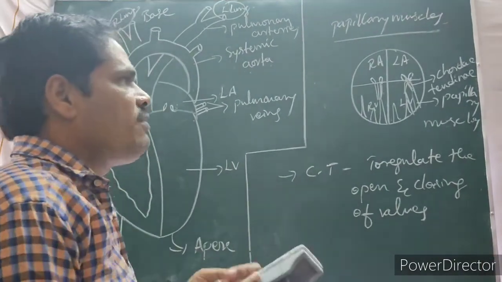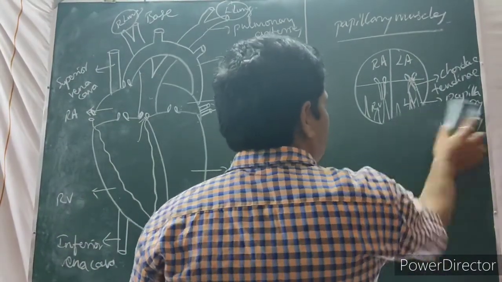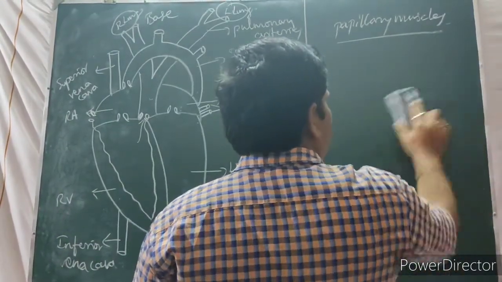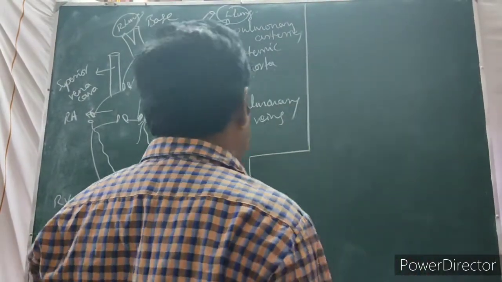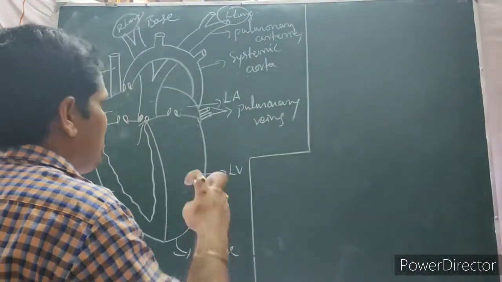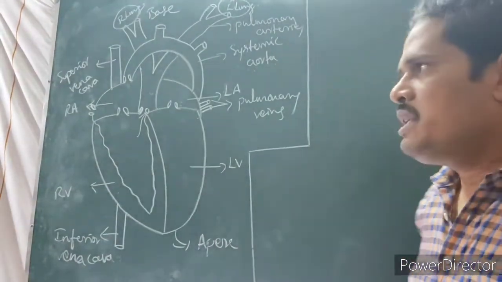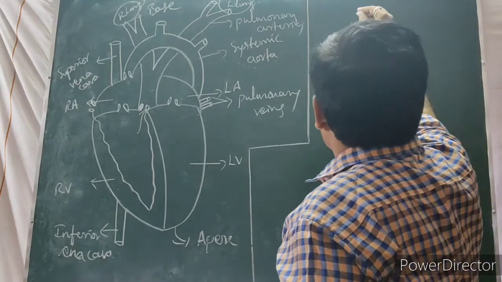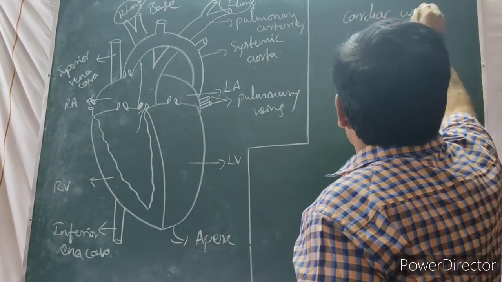Now, how is the mechanism of the heart carried out? That means how the function of the heart is done. What is the function of the heart? Pumping of blood is the function of the heart. How the heart pumps the blood, we are going to see now. Cardiac cycle.